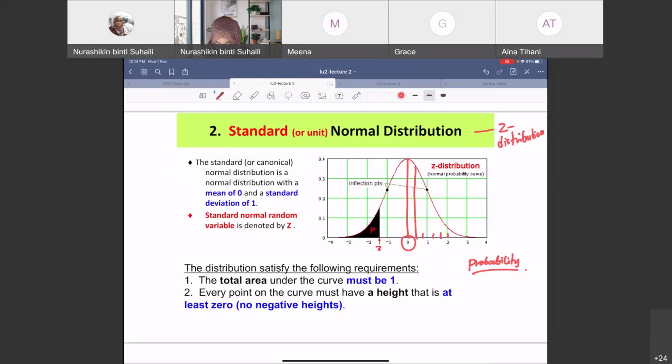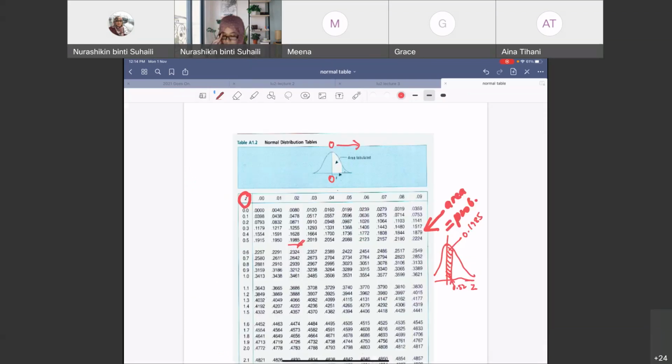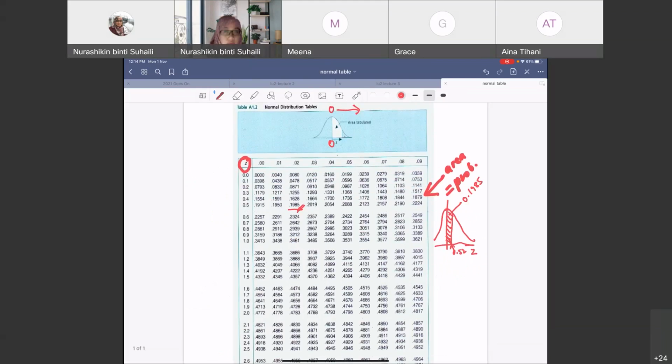Okay, so this is one version of the normal table. You can see there is also a version that gives you both sides, but actually only one side is enough, because the normal distribution is symmetric. Okay, we know that the normal distribution is symmetric.